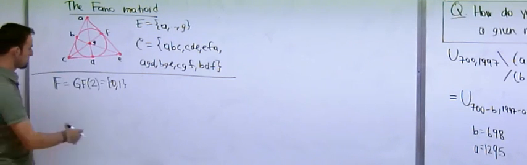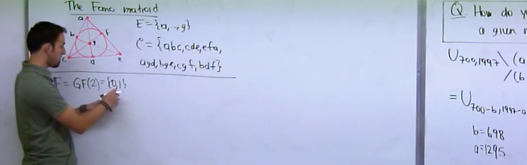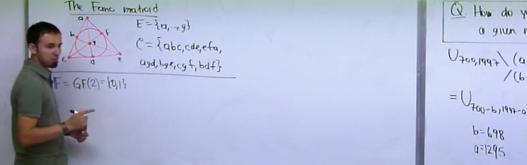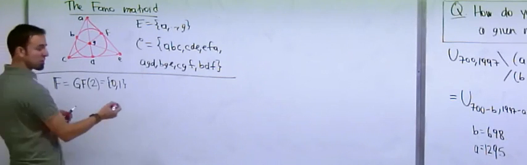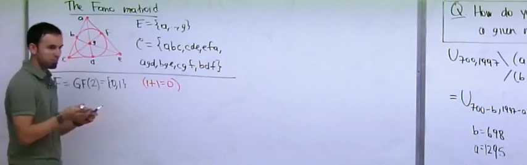And well, you know how it goes. 0 times 0 is 0. 0 times 1 is 0. 1 plus 0 is 1. But the key difference is that 1 plus 1 is 0. And believe it or not, this is why I want to do this. Because 1 plus 1 is 0. That's what I want.